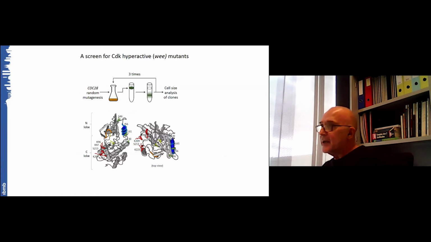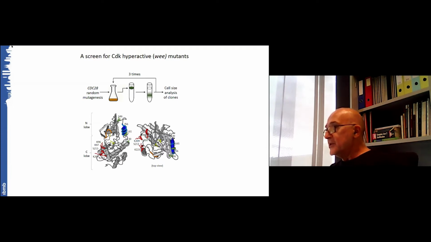We first started, and that was many, many years ago, from a screen. We were looking at hyperactive CDK mutants. In yeast, having a hyperactive cyclin or hyperactive CDK usually produces a reduction in cell size. And that's because the cell enters prematurely in Start when the cell has not yet reached the critical size.